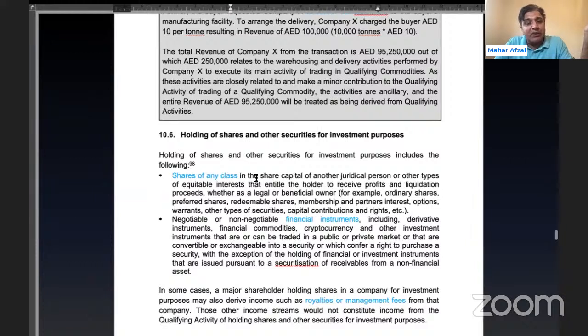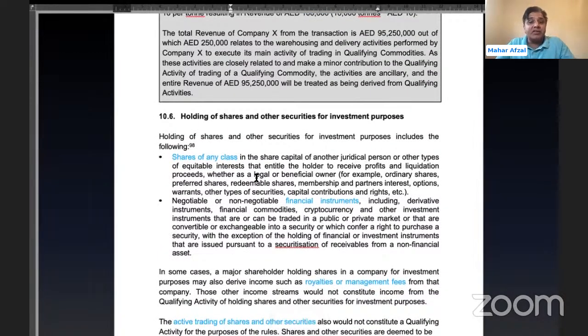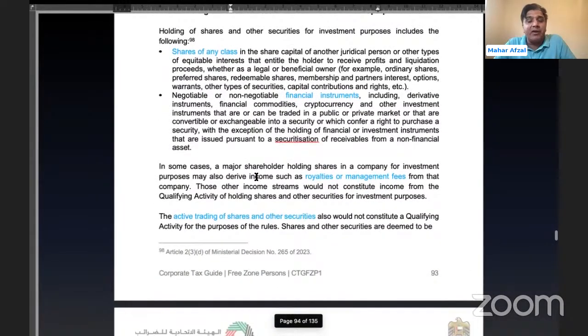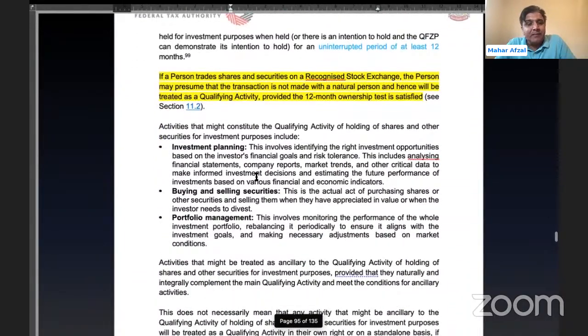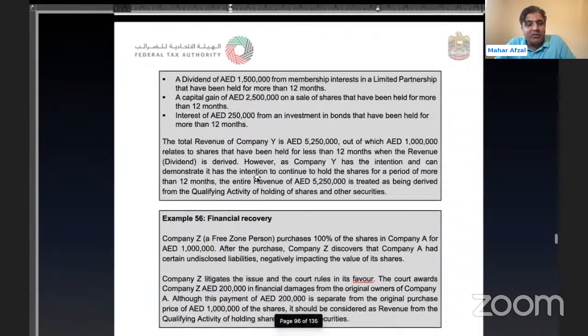Holding of share and security, this is the same thing. You are not trading, buying and selling the share, but you are holding the share at least for a period of 12 months. The objective is holding of shares and other security for investment purposes, and they have defined a timeline of 12 months. It was given in the already cabinet decision as well. There's no change regarding this. You can go through this, there's no change.